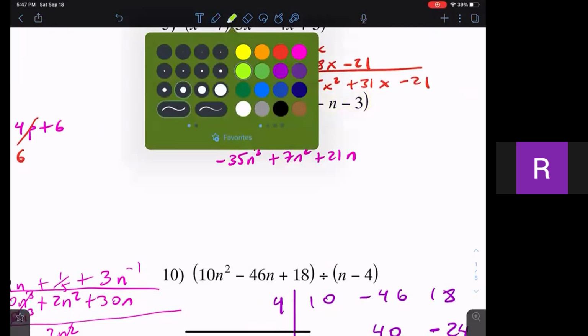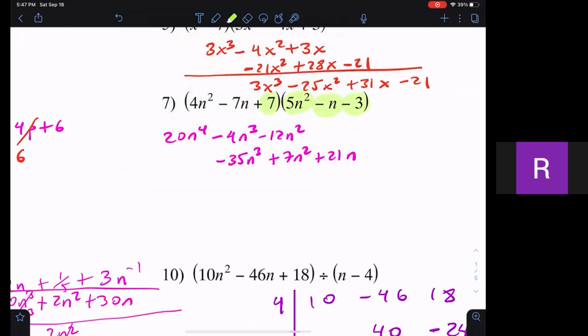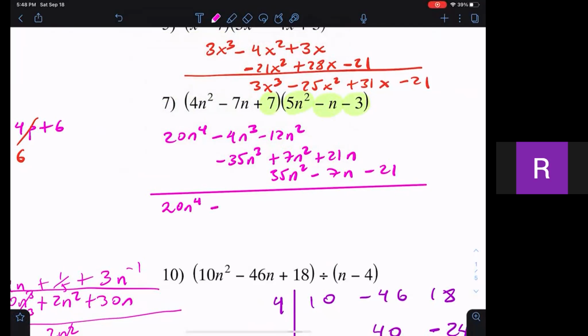And then we can do this thing, right? That last one. So that's going to be 35n squared minus 7n minus 21. You can just combine now. Then 20n squared minus 39n cubed. This is positive 35, 42. That's going to be 30n squared plus 14n minus 21, right? So that's that one. Let's check. That's right.